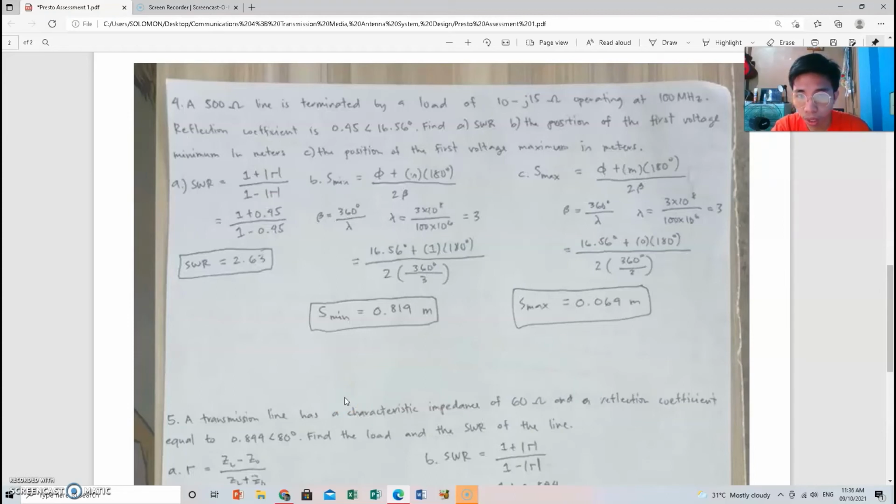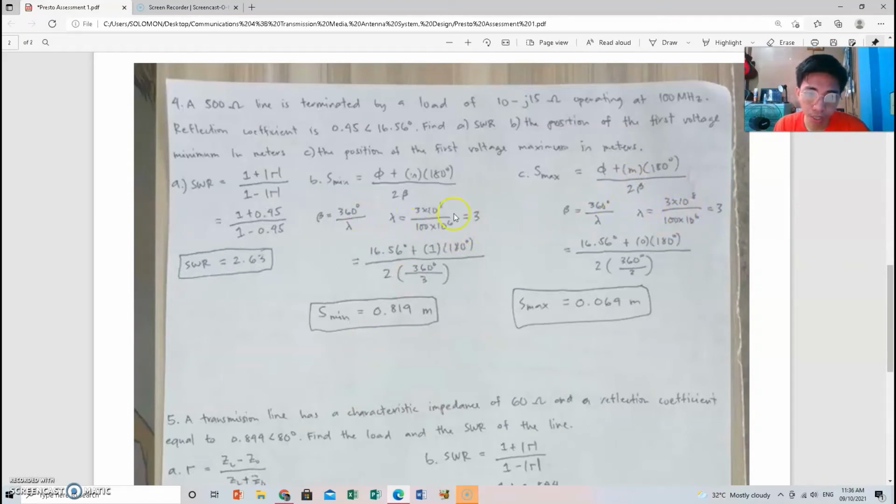So for letter C, the S sub max, or the position of the first voltage maximum, is equal to the angle phi plus quantity m multiplied by 180 degrees all over 2 beta. Again, we have beta equal to 360 degrees over the wavelength, and the wavelength can be found as the velocity of light over the frequency.